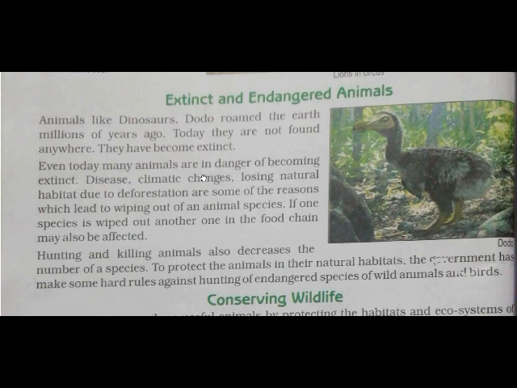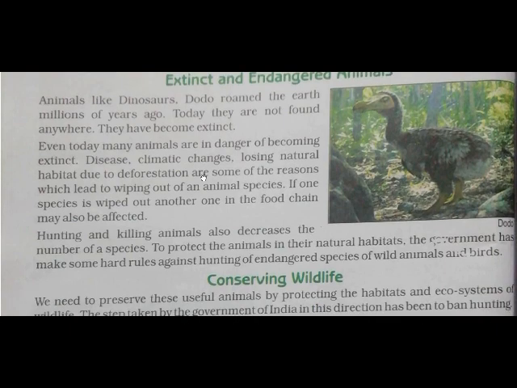To protect the animals in their natural habitat, the government has made some hard rules against hunting of endangered species of wild animals and birds. So what they are telling, endangered species or extinct means they are going to finish in the near future. After 20 years, 50 years, we will not get these types of animals. So to protect them in their natural habitat, the government has taken some strict action, so that strict hard rules have been made, so that this animal can survive, this animal can live on the earth, this animal can be present on the earth, so that our earth's atmosphere can be maintained in a proper manner.